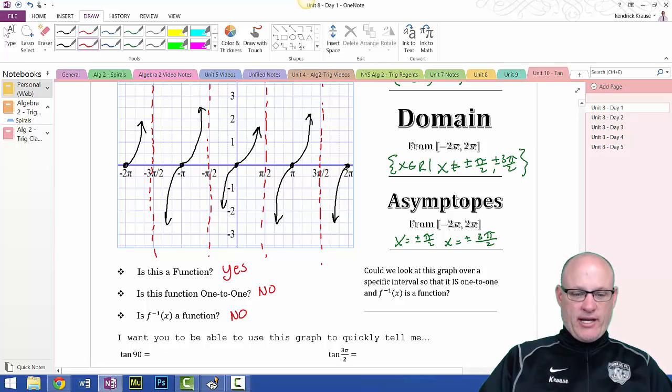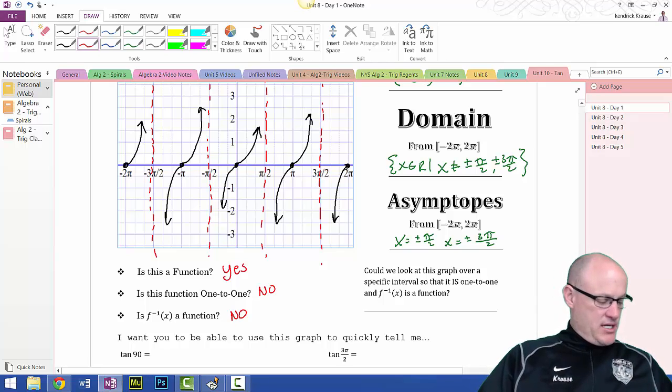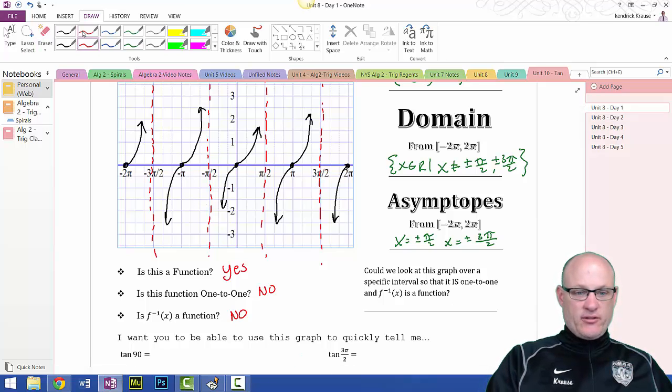So I want to take a look at it, and I want to ask the questions. What is the value of tangent of 90 degrees? All right, so the tangent of 90 degrees is right here. That's 90 degrees, and because it's an asymptote, it's undefined. And while I'm up here, 3 pi over 2. Again, an asymptote. It's undefined.